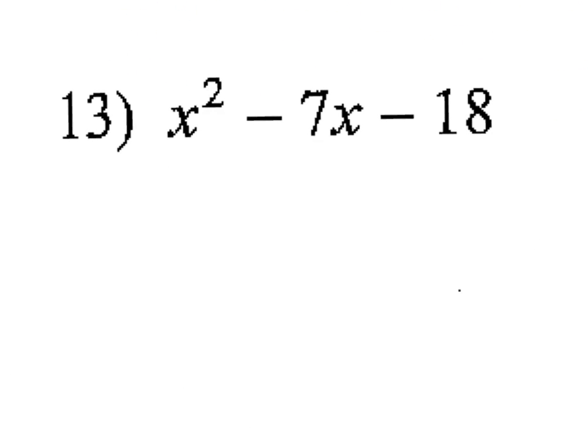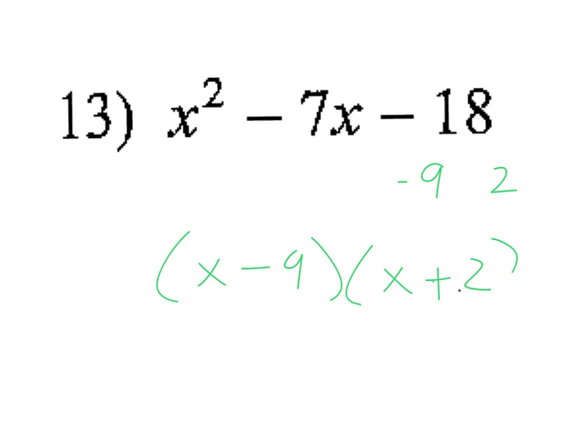All right, number 13 here. Again, I'm looking for factors of negative 18 that get me negative 7. So 9 and 2 pop into my head right away there. And then I probably need more negatives to get the negative 7. All right, so now if I multiply negative 9 and 2, I get negative 18. And when I add negative 9 and 2, I get negative 7. So that's looking good. So I get x minus 9 and x plus 2 here.